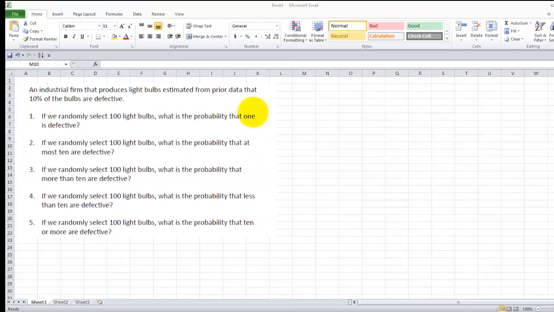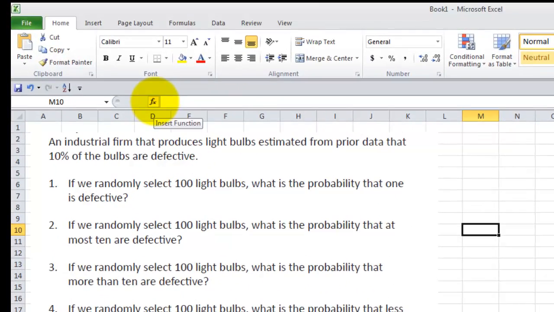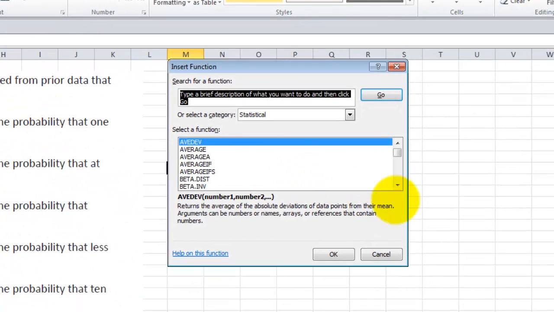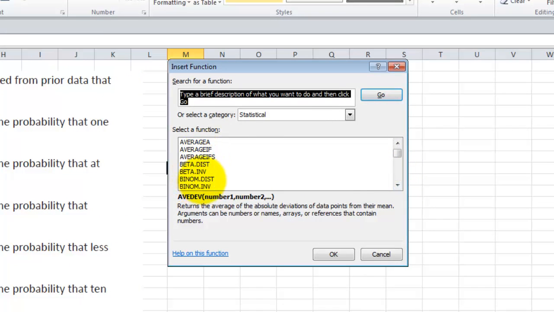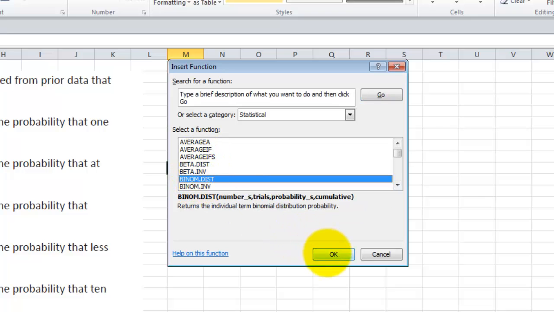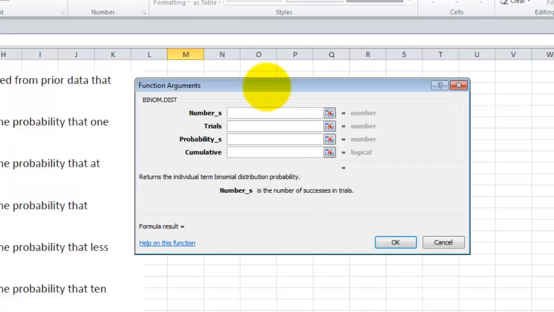Hi, in this lesson, we want to illustrate how to use Excel binomial distribution function to compute binomial probabilities. Let's start by opening up the function into the main window. The function name is binom.dist. Let's open it up. It takes four parameters.